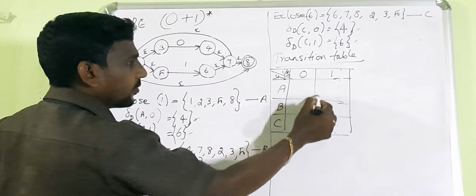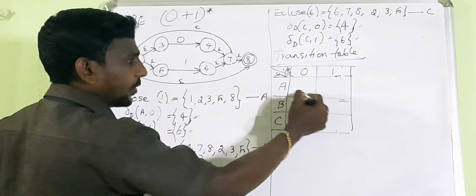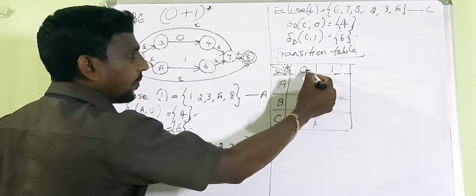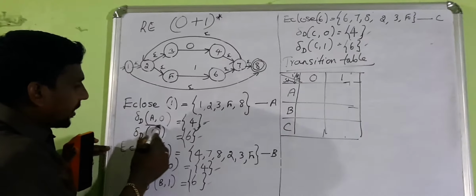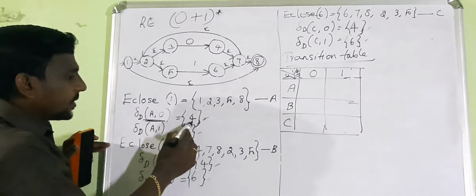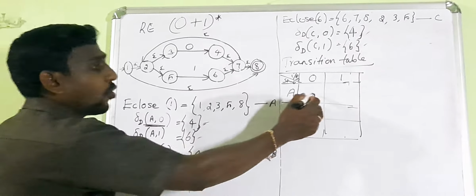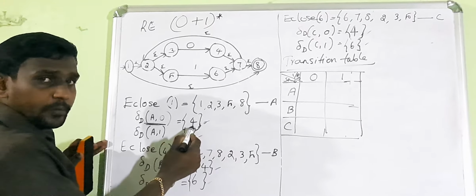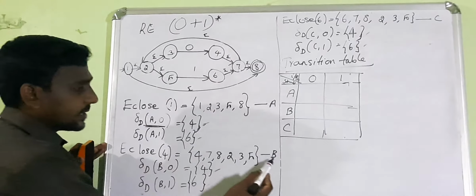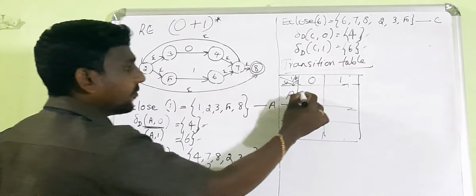In this cell I want to fill one state. That is delta of A comma 0. So A comma 0 is 4. I cannot fill 4 here, but I want to fill a state. So I want to find the e-closure of 4. What is the e-closure of 4? That is nothing but B. So I want to fill B here.